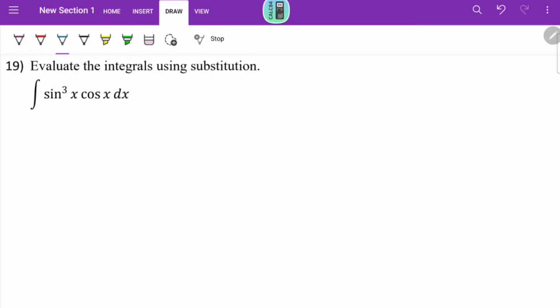All right, guys. Number 19, and that's the last set of questions on the final exam review. Evaluate the integrals using substitution. We're going to be using U substitution.